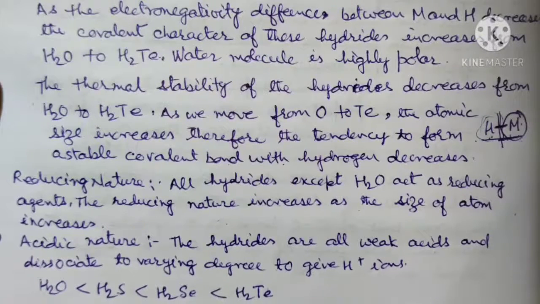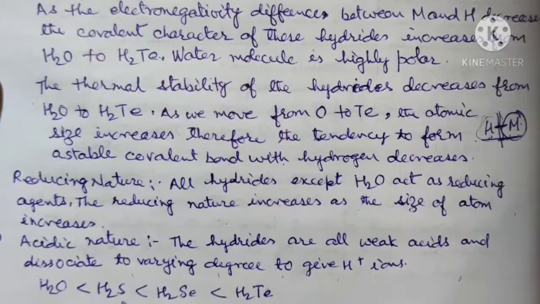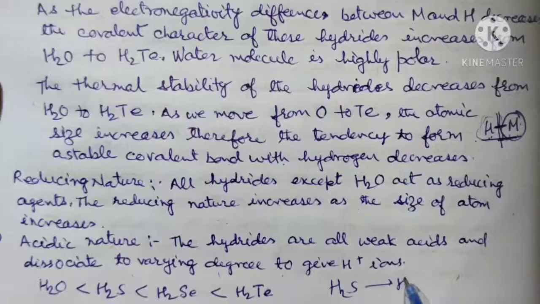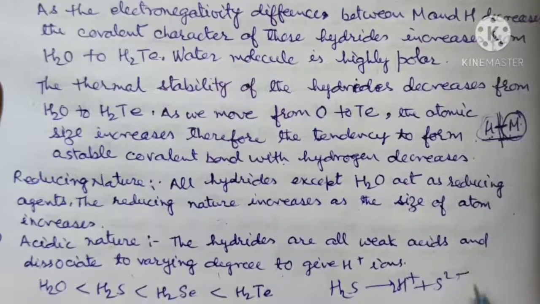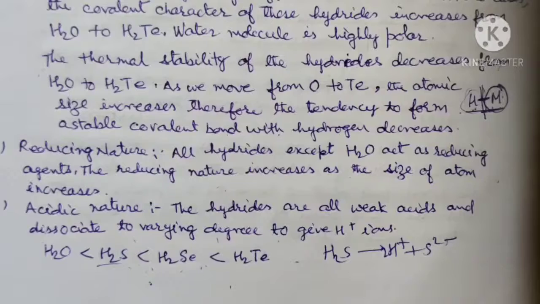For the acidic nature also, the hydrides are all weak acids and dissociate to varying degrees to give H plus, and you know water is neutral. But H2S is acidic in nature, it will ionize to give 2H+ plus S2-. So it will act as a weak acid. So they are weak acids, and their acidic strength depends upon the ionization of these hydrides. So in this way we can explain the acidic behavior of the hydrides.